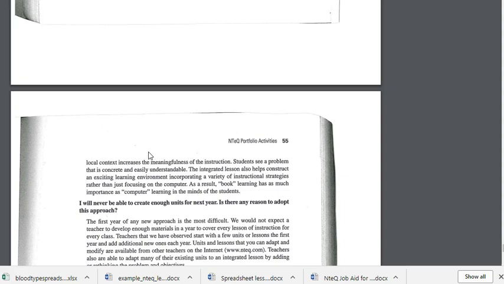The integrated lesson can help construct an exciting learning environment incorporating a variety of instructional strategies rather than just focusing on the computer. As a result, book learning has as much importance as computer learning in the minds of the students.